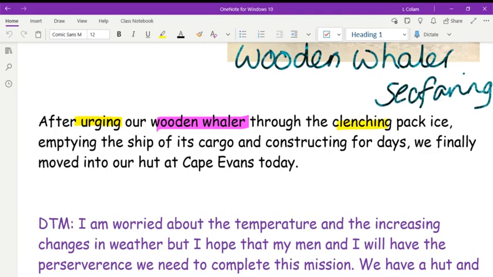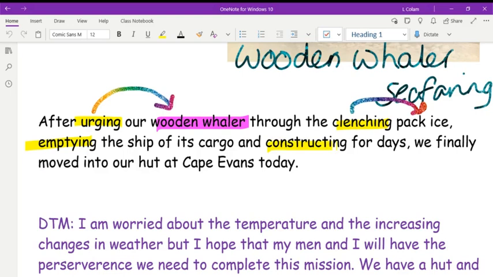So that's describing the ice. So we're making sure we're using the right adjectives. That one is describing our ship. The clenching is describing the pack ice, and you're going to want to describe it as pack ice because that's its technical vocabulary. Emptying the ship of its cargo and constructing for days, we finally moved into our hut at Cape Evans today.